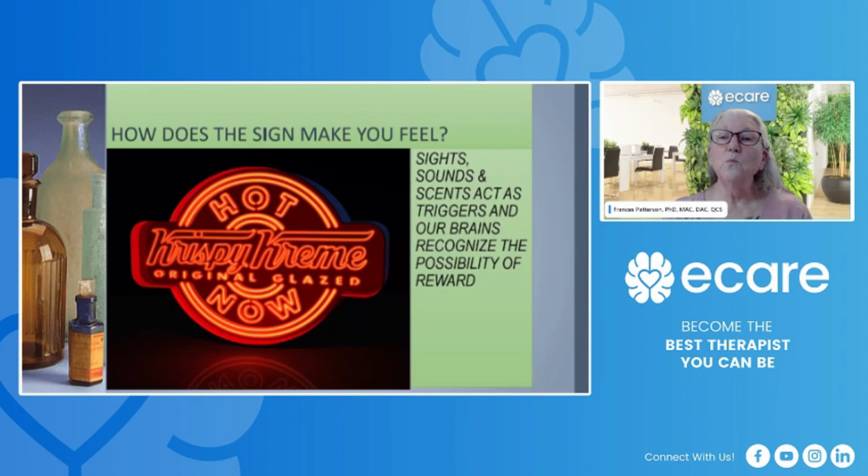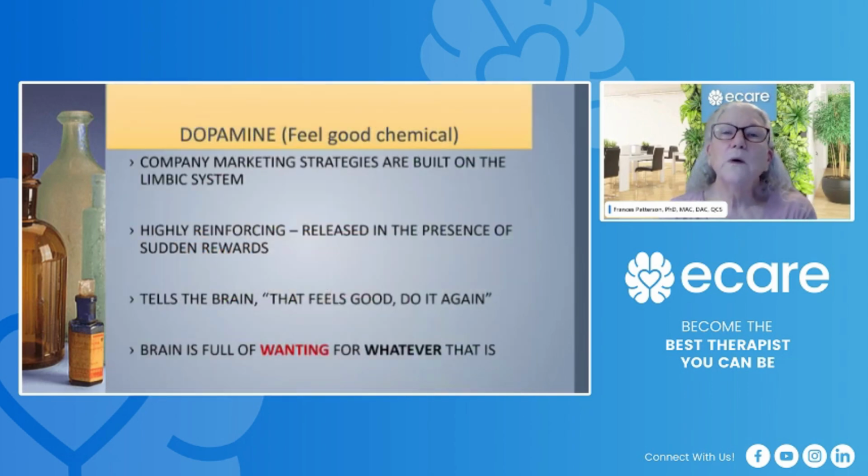And it may, for some people, start a craving. That is the purpose of that sign. The marketing people of Krispy Kreme knew exactly what they were doing when they developed it. It's the sight of the sign, the smell of the donuts, it triggers the brain to recognize, ooh, that tastes good, I want a donut. And it starts that process in the brain of the possibility of getting a reward. The reward being a hot, gooey, sugary donut. So it's acting in the limbic system of the brain.